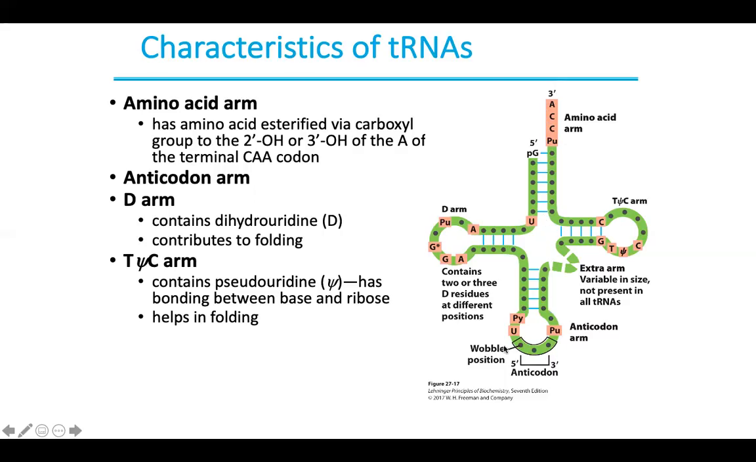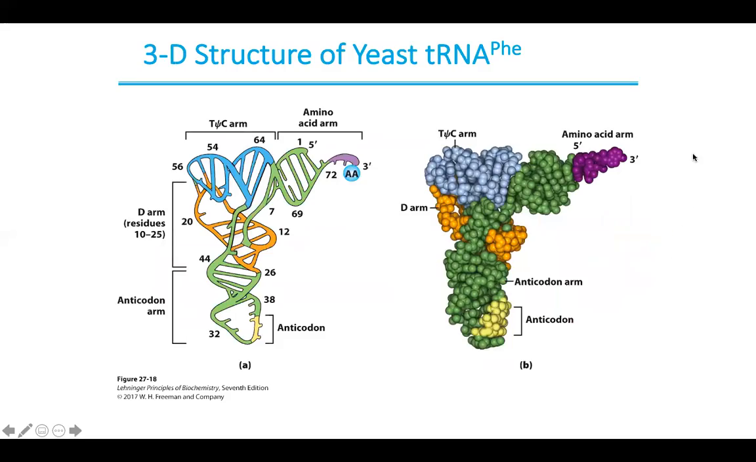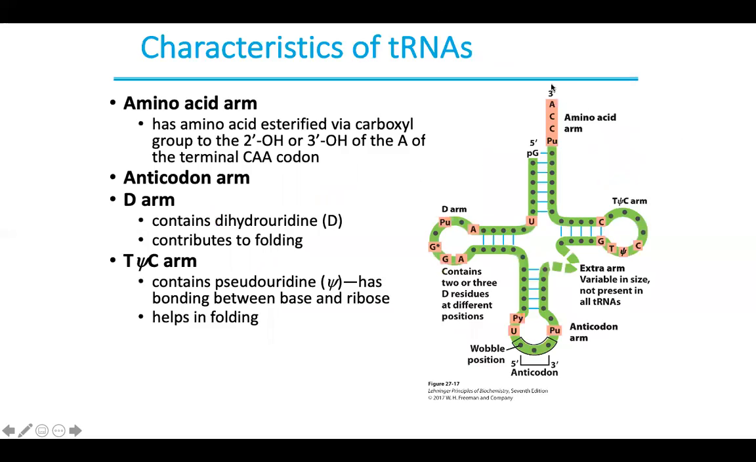The anticodon arm is where your tRNA will bind to the codon of the mRNA. The D arm contains dihydrouridine. It contributes to folding. The TψC arm contains pseudouridine, has bonding between base and ribose, and it also helps in folding. So this is the appearance of the D arm and the TψC arm. This is the 3-dimensional structure of the yeast tRNA containing phenylalanine. Again, the site of the amino acid is at the 3' end.